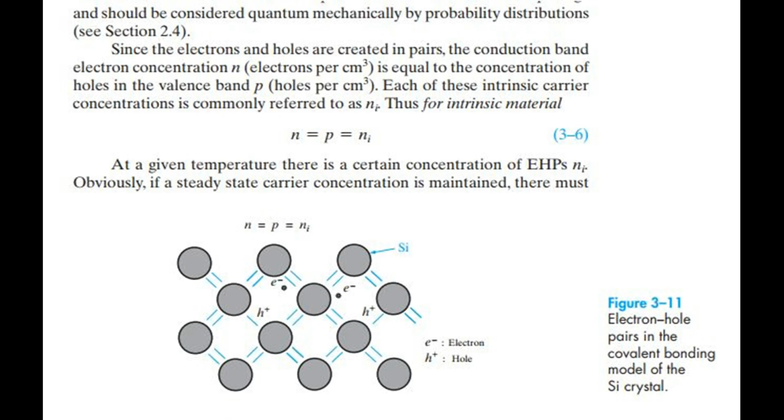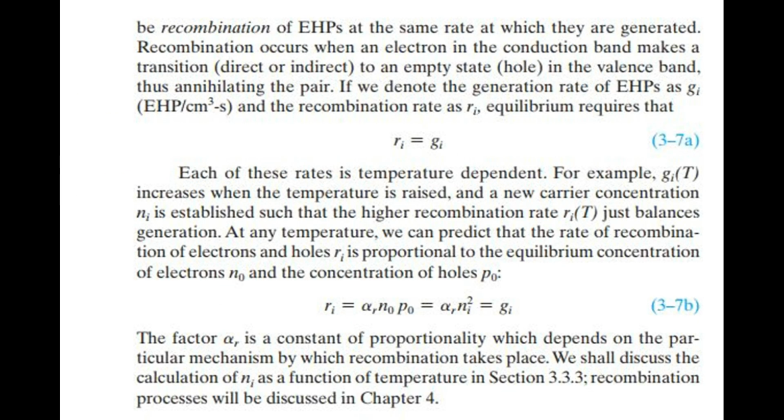Recombination occurs when an electron in the conduction band makes a transition, direct or indirect, to an empty state, a hole, in the valence band, thus annihilating the pair. If we denote the generation rate of electron-hole pairs as Gi, ehp/cm3-s, and the recombination rate as Ri, equilibrium requires that Ri = Gi. Each of these rates is temperature dependent. For example, Gi(T) increases when the temperature is raised, and a new carrier concentration ni is established such that the higher recombination rate Ri(T) just balances generation.